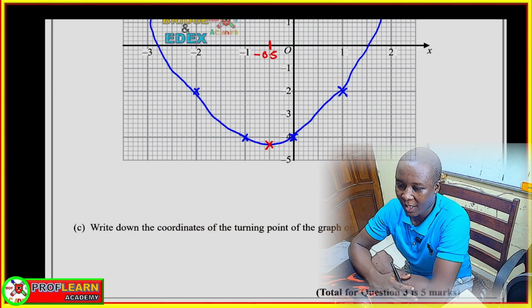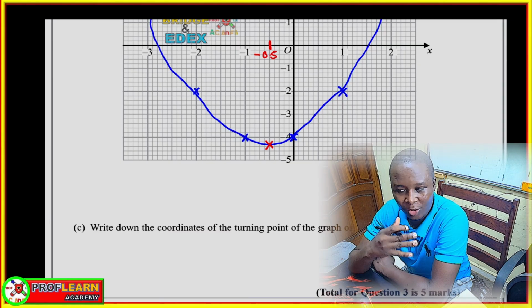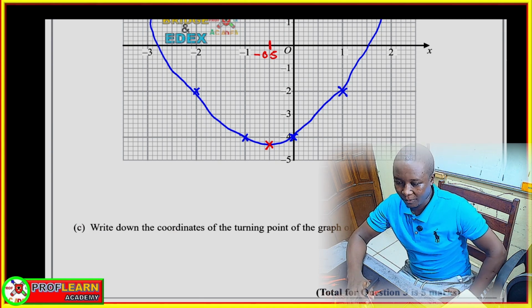So ensure the key points here: you have to ensure that you are plotting your points so well, and at the same time you have to ensure that your curve is smooth. Sharpen your pencil so that you ensure that your curve is smooth.